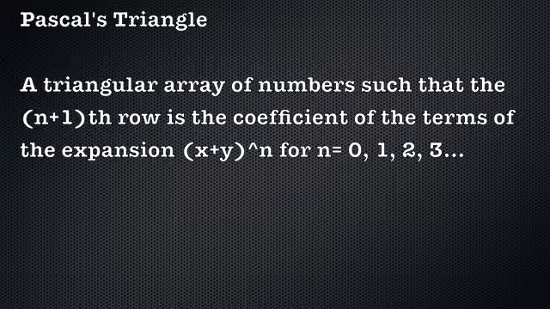Pascal's triangle is a triangular array of numbers such that the n plus 1th row is the coefficients of the terms of the expansion of x plus y to the nth, for n equals 0, 1, 2, or 3. Such examples can be seen by expanding Pascal's triangle.